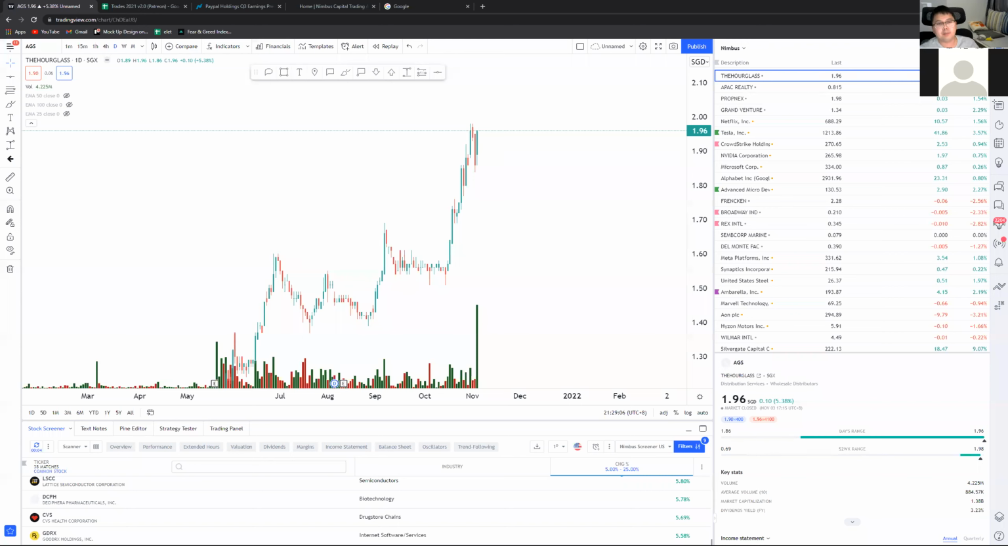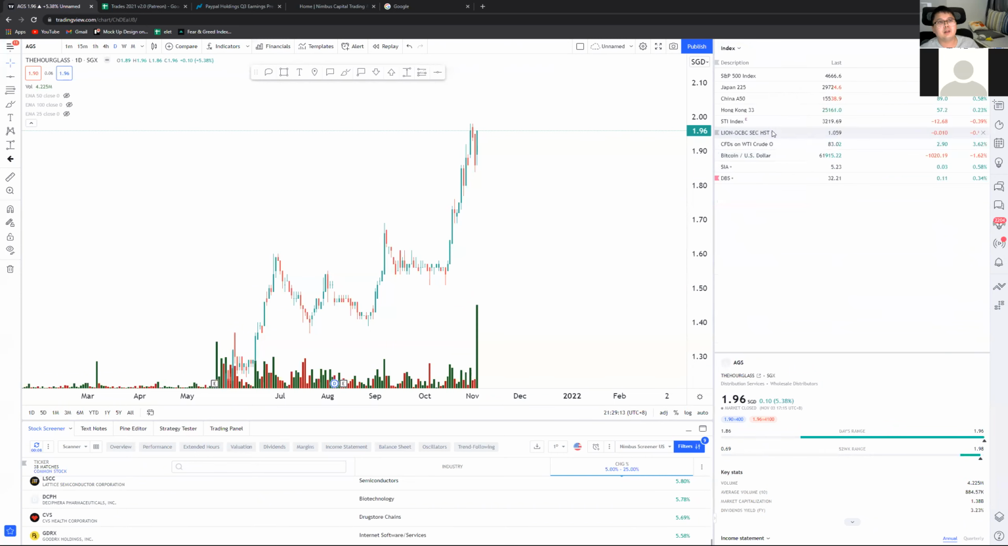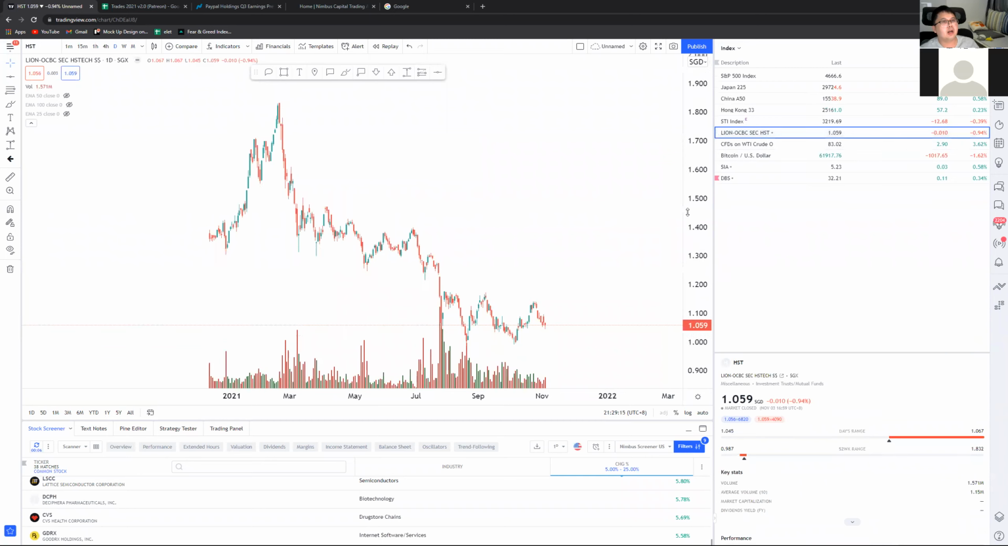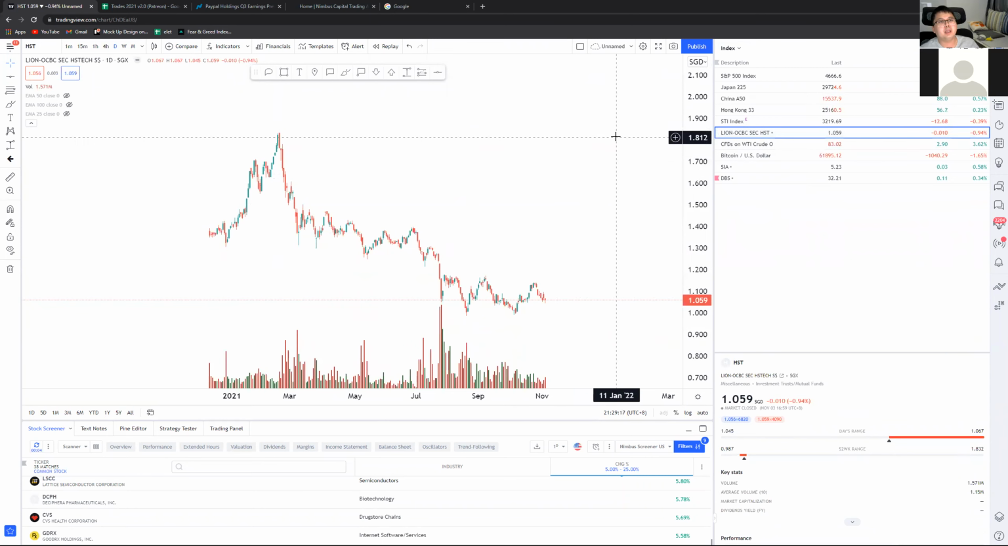also a bit on the HST, the what's that? The Lion OCBC HS tech. So every month, I'm pumping in cash into those three components: STI, Lion OCBC, and SPY. STI is mainly there for the dividend, because since I'm already trading for capital gain, I don't really depend on my long-term investment for capital gain.